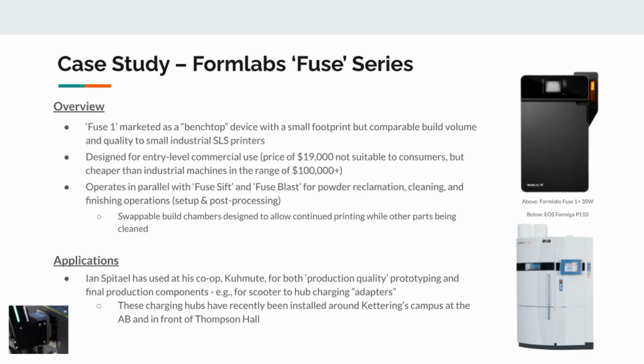Next, you'll hear from Ian Steffes, who will elaborate on the advantages and disadvantages of SLS I alluded to during this slide.